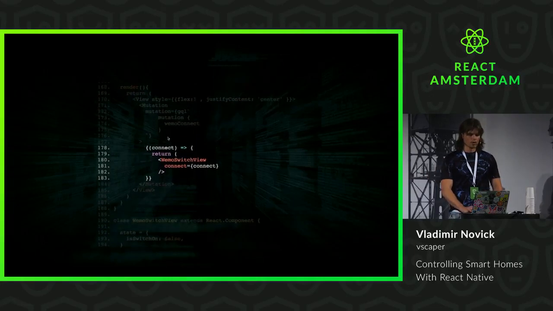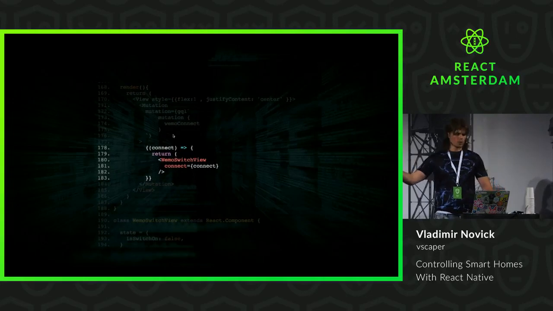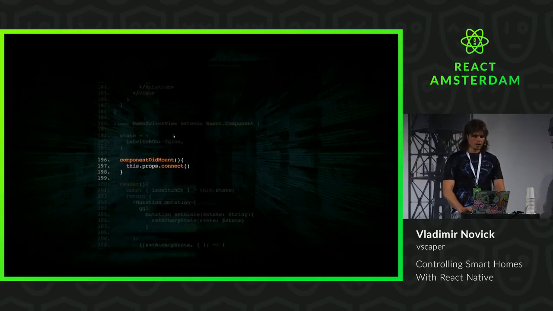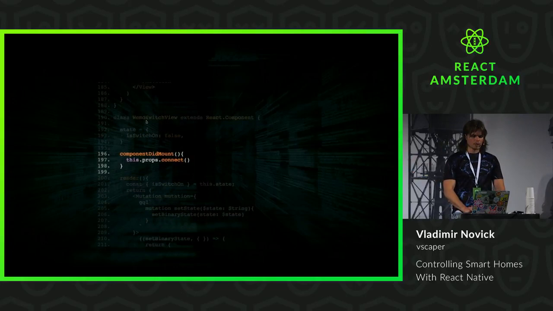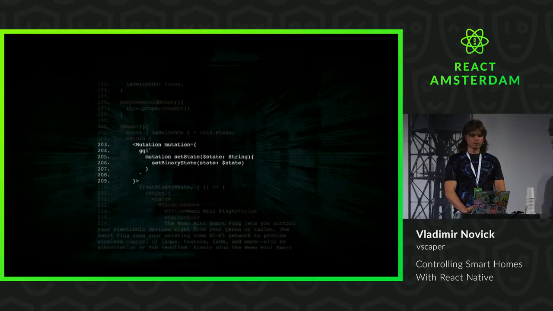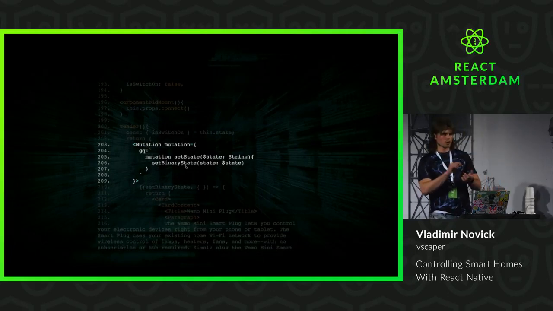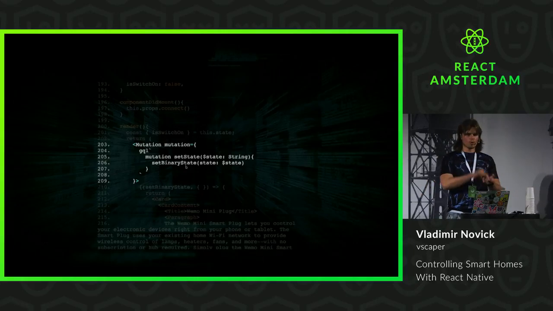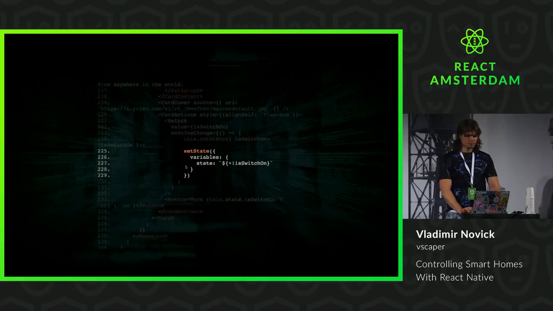So when this mutation is executed, meaning we are already connected, I connect when the component mounts, and I have the set state mutation, which you've seen also in the bridge, changing state from being 1 to being 2, meaning triggering, turning it on or turning it off.